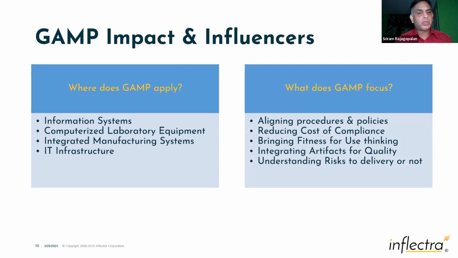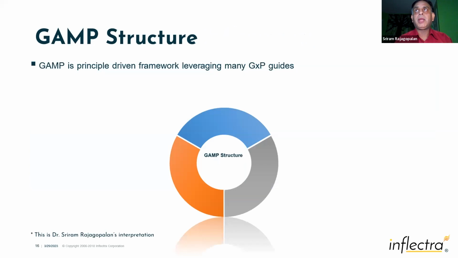And what does it focus on? Procedure and policy alignment, focusing on constant reduction of cost of compliance, bringing the fitness for use thinking to all of us, integrating all these things to tell the story that you want to tell, which is focusing on quality, and finally understanding risks to delivery. So these things are all integrated here. So this is my interpretation of GAMP structure here, because I don't have the permission to reproduce anything. So I'm interpreting this and putting this.